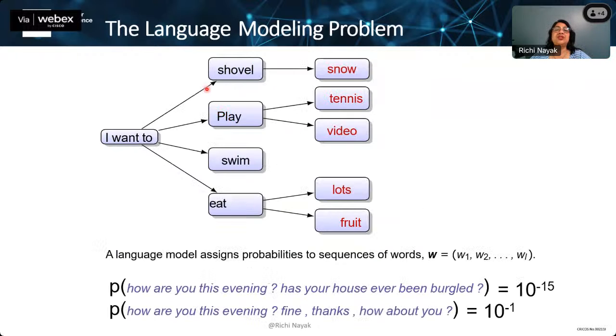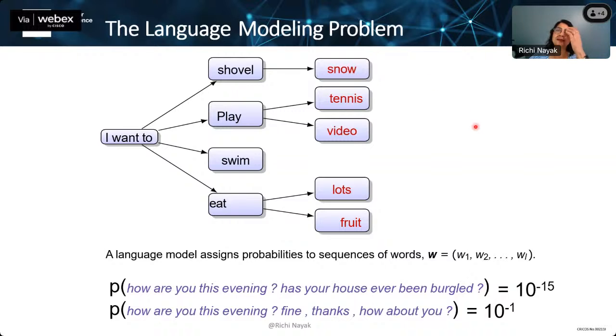The next iteration would have "I want to shovel snow", "I want to play tennis", "I want to play video". So essentially what a language model is doing, it is doing next sentence prediction in a recurrent way. So the word recurrent came in. So now you are reiterating the same process again and again. So for example, you are now calculating the probability of "I want to shovel snow".